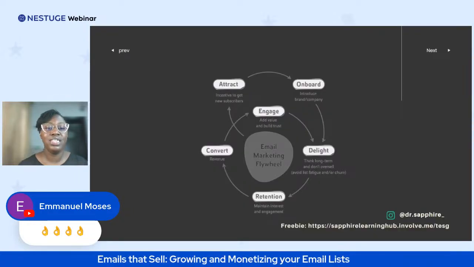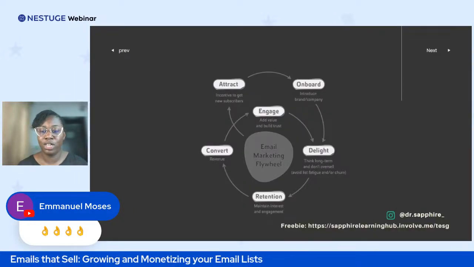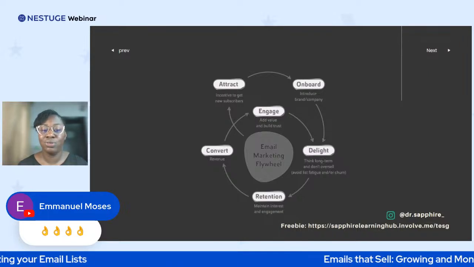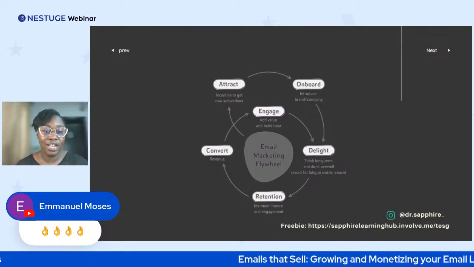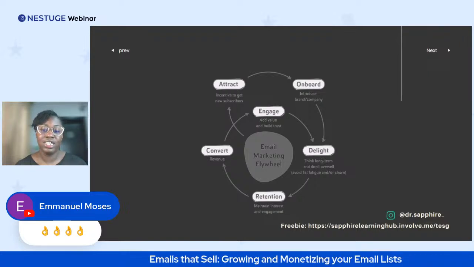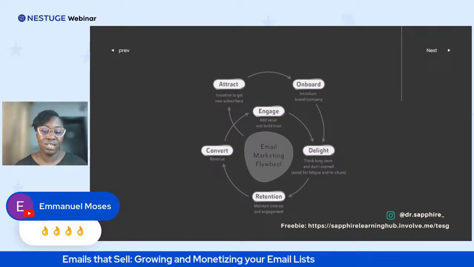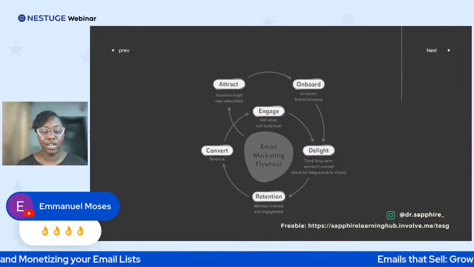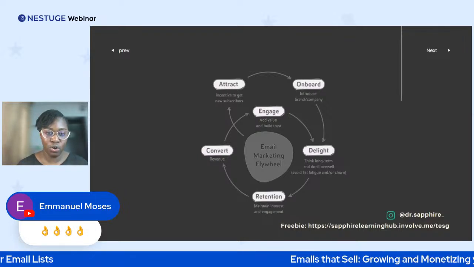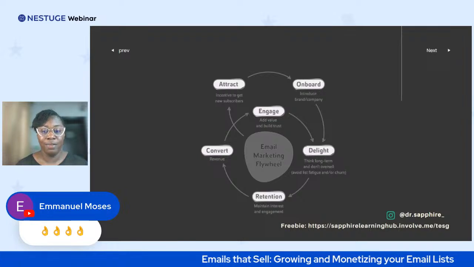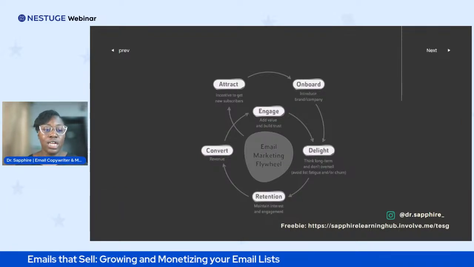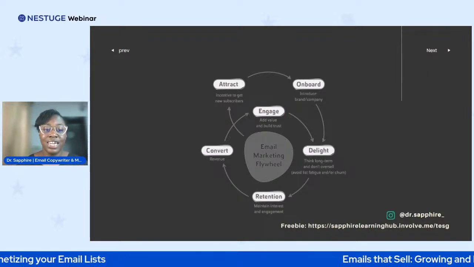Now, there's a simple flywheel we have when it comes to email marketing. Everything starts from attracting. Before you can write emails that sell, you need to have who to write to. That's why we're starting with growing the list, then monetizing it. So, how do you do that? You attract them. I'll show you how. You want to onboard them. When someone signs up, you want them to know more about you. You want to set expectations, and then you want to begin to send them emails that cause them delight, that cause them to stay, that convert them, engage them, and keep them.